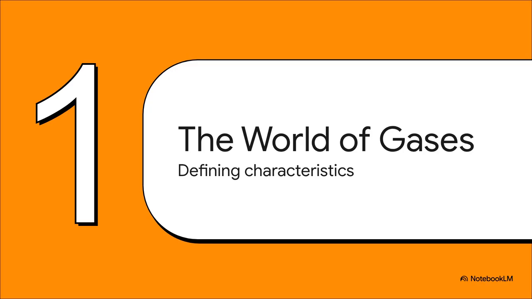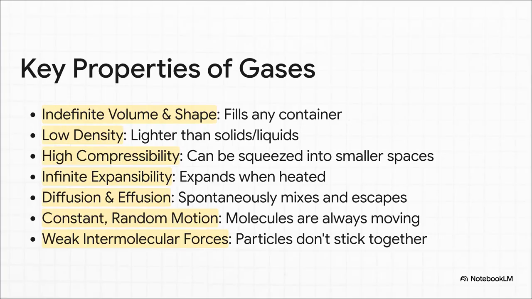Okay, so first things first, what really makes a gas a gas? It all boils down to a handful of unique characteristics that make them totally different from liquids and solids. And all of these properties are really telling us the same story. Gas particles are super far apart and they just don't care about each other. They fill any container you put them in because they aren't stuck together. They're easy to squeeze because there's so much empty space between them. And that constant, random motion, that's exactly why smells can travel across a room.